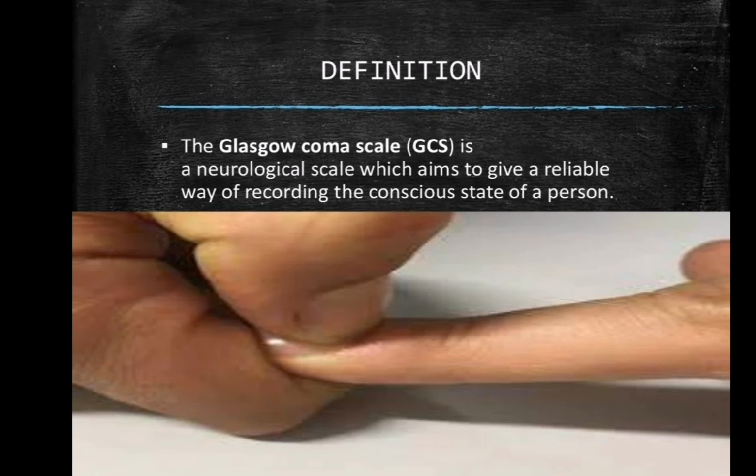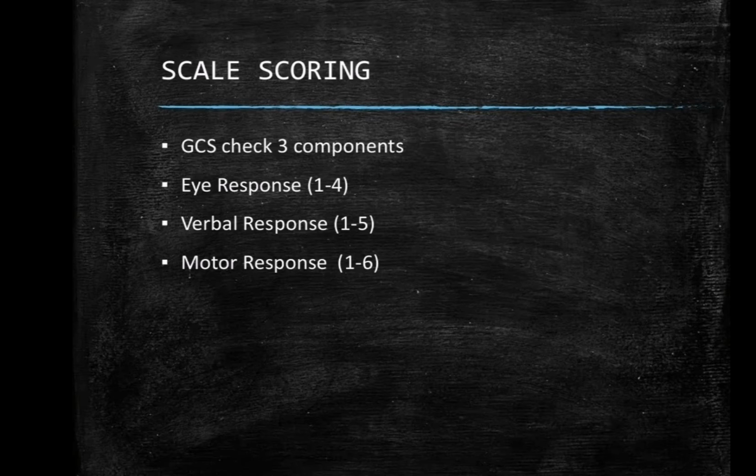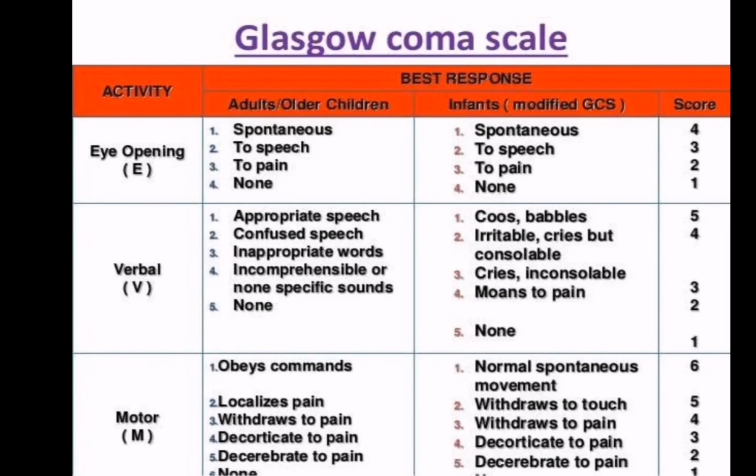Definition: the Glasgow Coma Scale, or GCS, is a neurological scale which aims to give a reliable way of recording the conscious state of a person. Scale scoring: the Glasgow Coma Scale checks 3 components, which are eye response 1 to 4, verbal response 1 to 5, and motor response 1 to 6. We have here an example of a Glasgow Coma Scale.